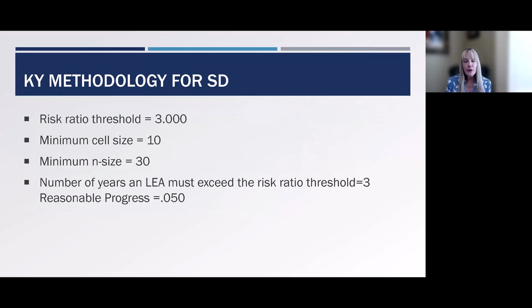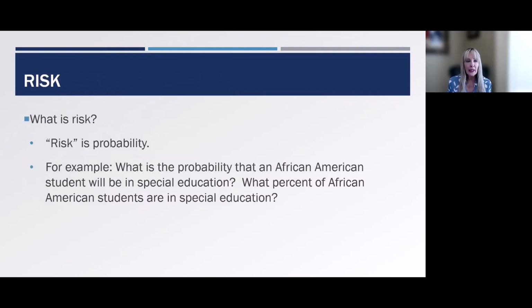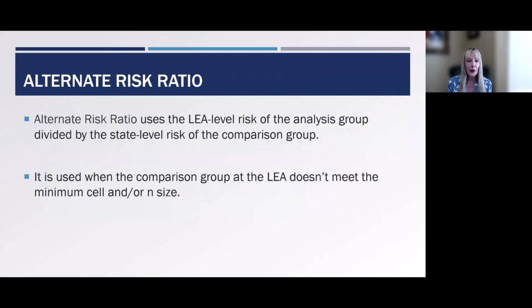The methodology for SIG-DIS for Kentucky is they have a risk ratio threshold of 3.0, minimum cell size of 10, minimum N size of 30. They look at 3 years of data, and they look at reasonable progress of 0.05. I'm going to give you an example to drive that point home.